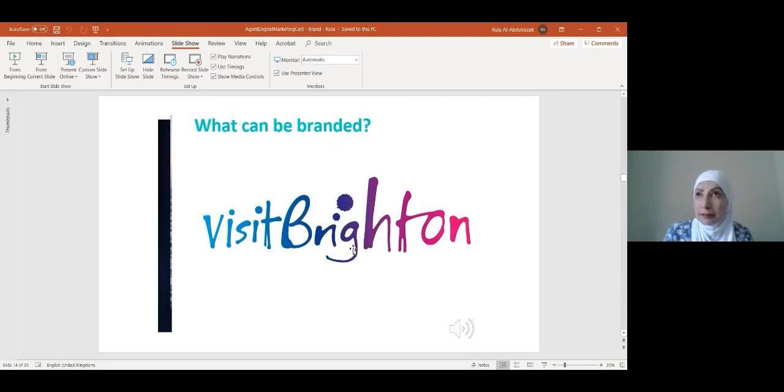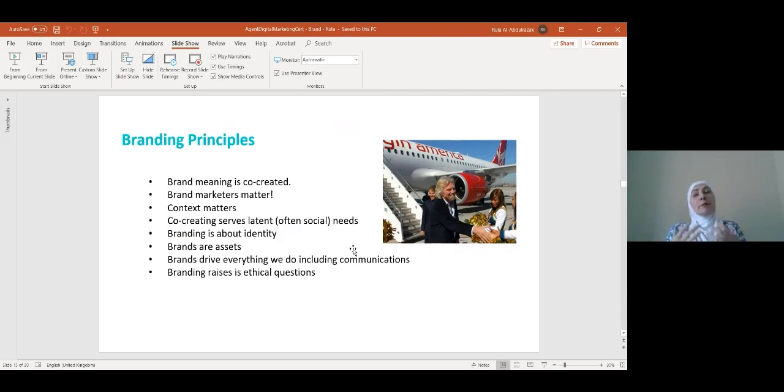And what can be branded? It's everything: ideas, causes, places, and people, like Visit Brighton here. So some principles then: we need to create a meaning for the brand for people to associate with it and then tattoo it on their bodies or in their mind and their heart. And this will not happen without the co-creation, as we've seen.